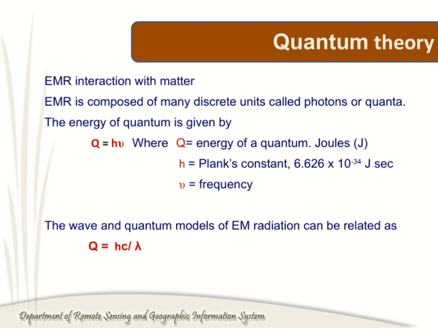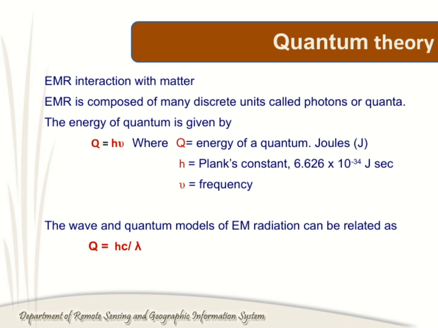Now, the energy of each quantum can be calculated using this simple equation. Q equals h times upsilon. Here, Q is the energy measured in joules. H is Planck's constant, which is 6.626 times 10 to the negative 34 joule seconds, and upsilon represents the frequency of the radiation. What's really interesting is how this relates to the wave model of EM radiation.